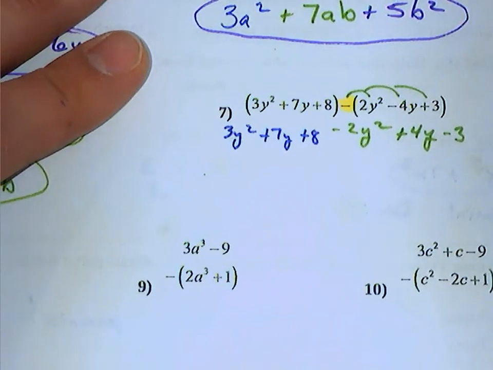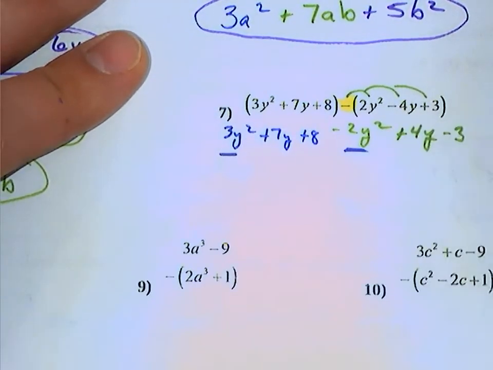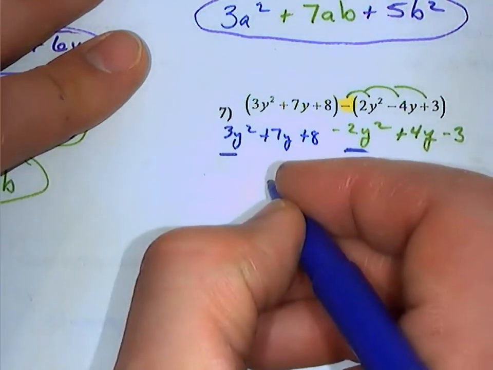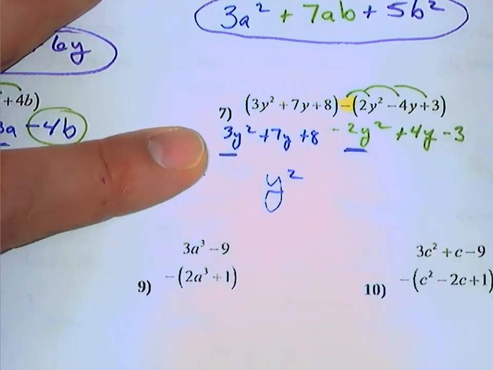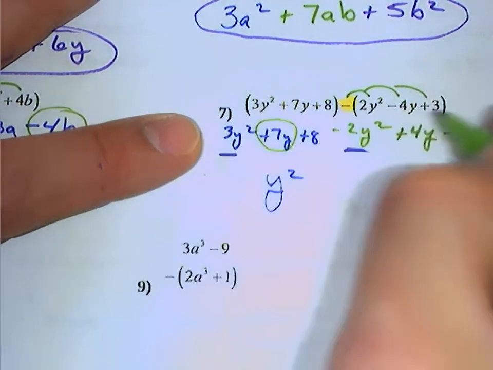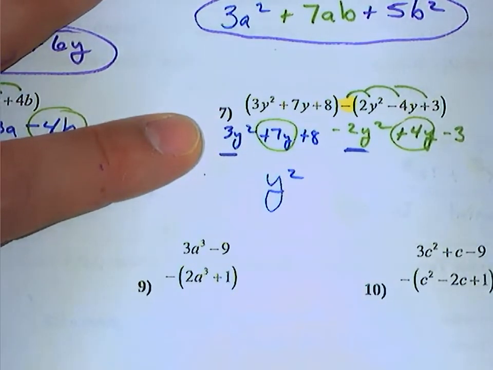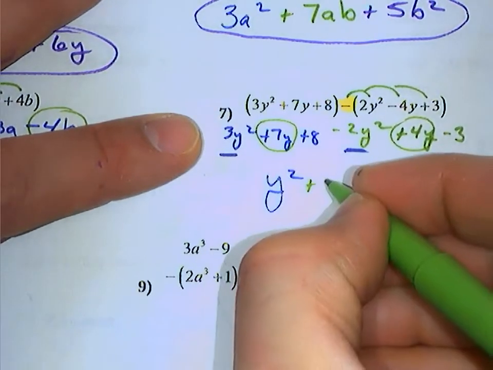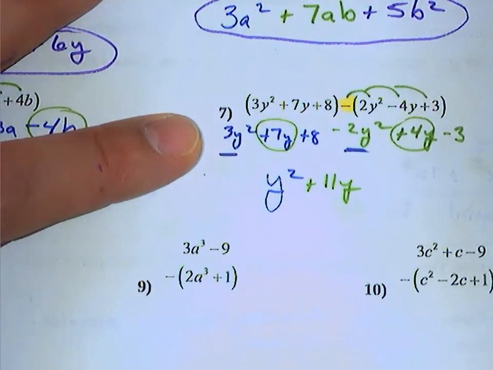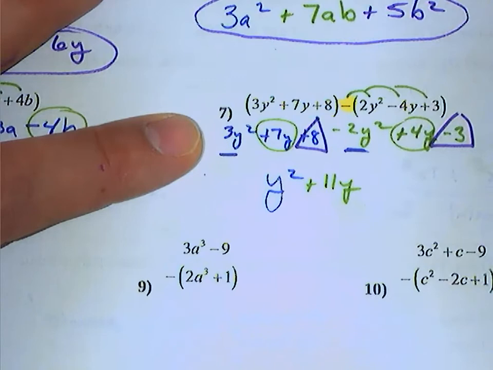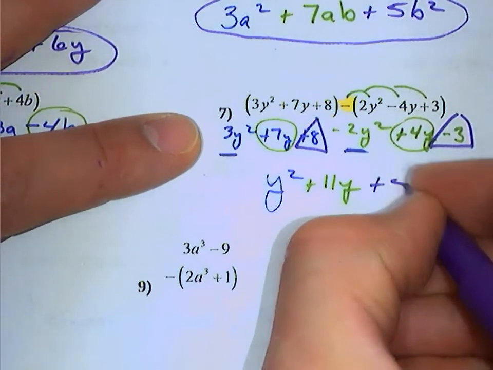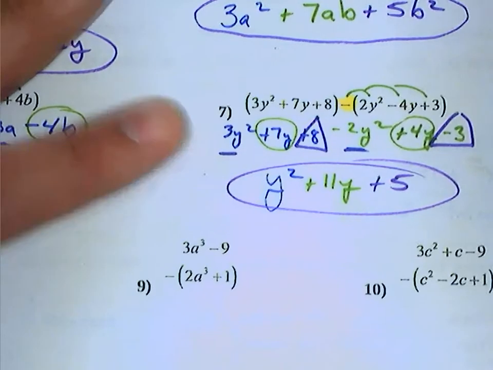And now it's just combine your like terms, right? These two guys together. What's 3y squared minus 2y squared? What do you get? Rylan, what do you get? 1y squared or just y squared? Boom. Now I got 7y plus 4y. Lauren, what's 7y plus 4y? 11y. Perfect. Last but not least, I got 8 minus 3. What's 8 minus 3? Taya, what do you get? Plus 5. Perfect.